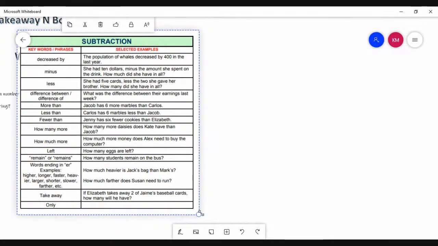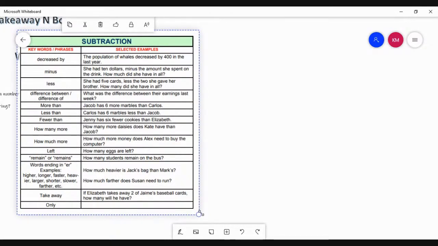So decreased by. The example for this one is: the population of whales decreased by 400 last year. So say for instance you had 1,200 whales starting off, and then the population of those whales decreased by 400 within the last year. How many whales do we currently have?